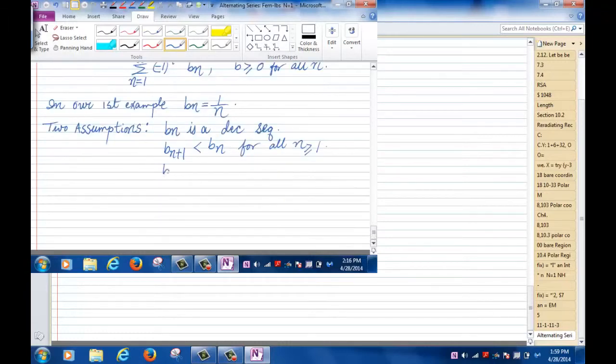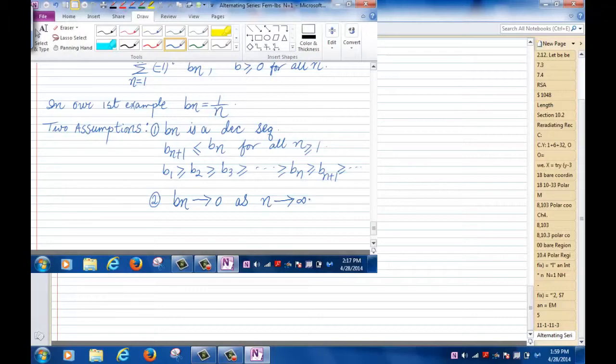It means that B1 is larger than B2, larger than B3, larger than or equal to Bn, Bn plus 1. Am I making sense? It's a decreasing sequence. So that's my first assumption. My second assumption is that Bn converges to 0 as n goes to infinity. So the limit of Bn is 0.